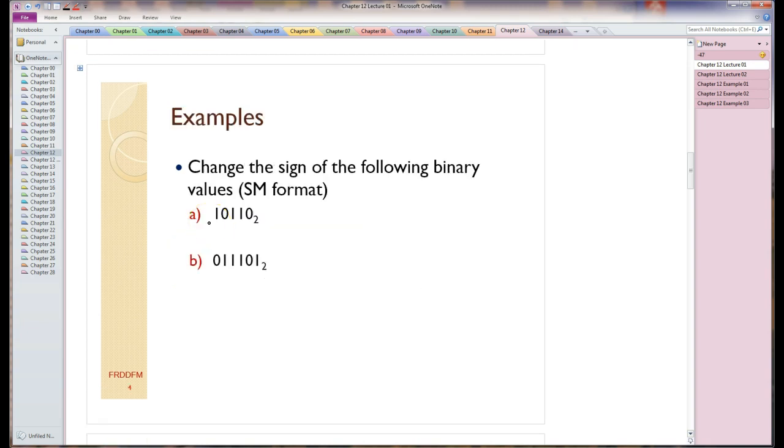Examples here, what we want to do is change the sign of these numbers. They're in SM format, sign magnitude, and what we know is all we need to do is toggle the sign bit. Here's the sign bit. I'm going to toggle that and keep all the other bits the same. There's my answer. So this one started off as a negative number, ended up positive, which is what changing the sign's all about. This one is a positive number. I change the sign. I bring the other bits down, and this is my negative version of that number.